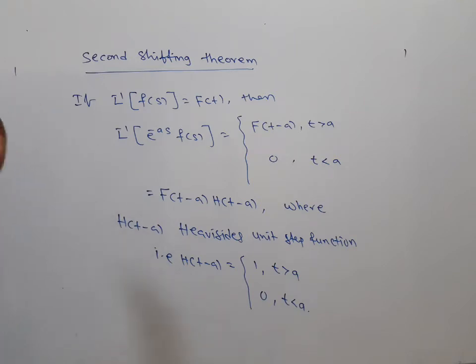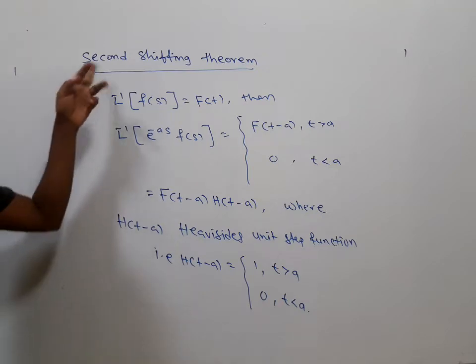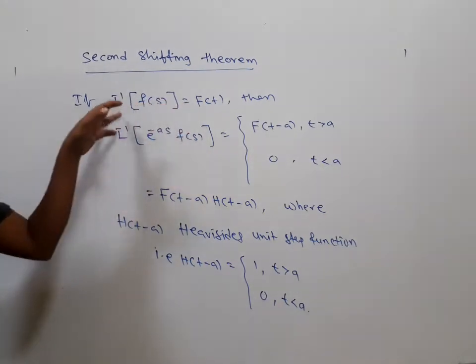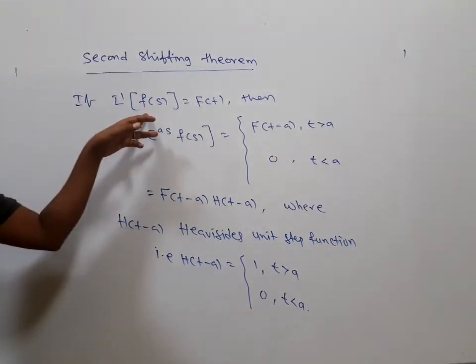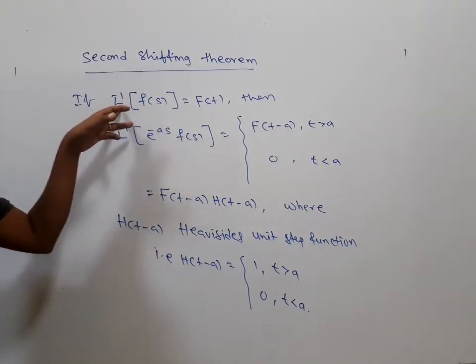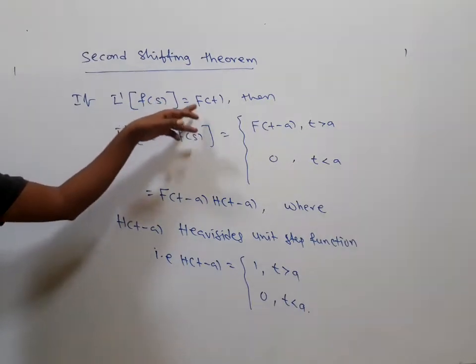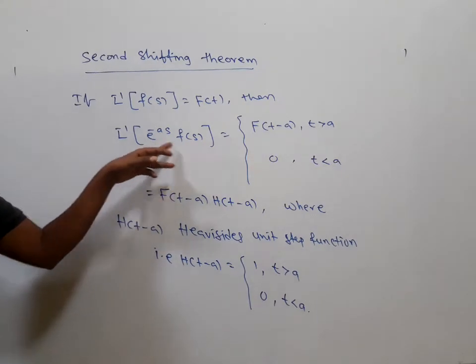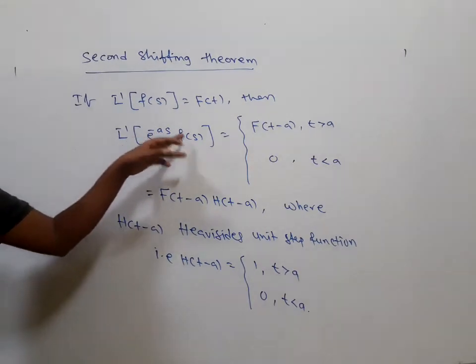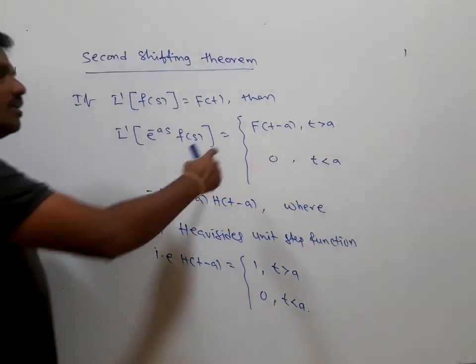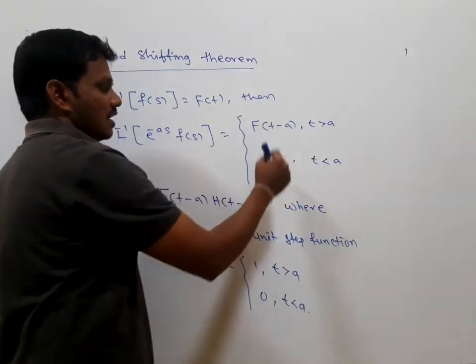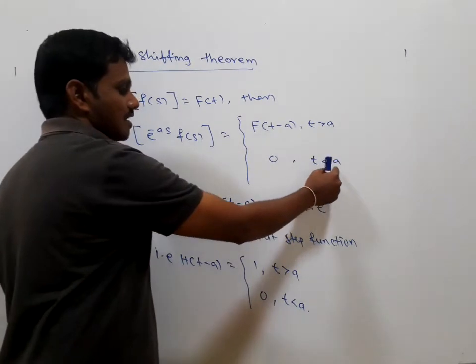The proof we will get from what we already discussed in the Laplace transformation case. Here is the second shifting theorem. If L inverse of f of s is equal to f of t, which is the same as L of f of t is equal to f of s, then L inverse of e to the power of minus as into f of s is equal to f of t minus a for t greater than a, and 0 for t less than a.